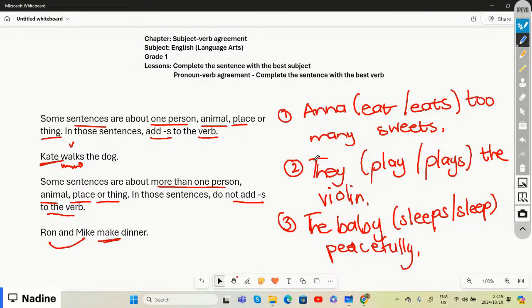All right, and if we were to choose the correct option, then we would say Anna eats too many sweets, because it's one person doing something, which means that our verb ends with an S. One person. Now they say they are more than one person. Do we say they play the violin or do we say they plays the violin? Which one is correct?